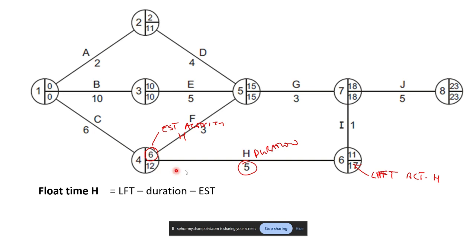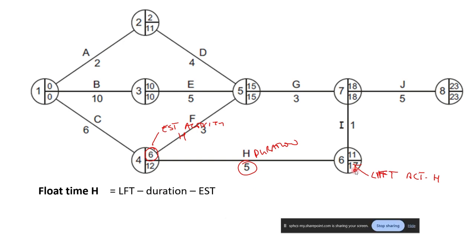All right. So how do I calculate float time? It's latest finish time minus duration minus earliest start time. So just to be clear, the latest finish time for activity G is over here in this box. So the earliest start time for G is up here. All right. So for H, earliest start time is week 6. The duration is 5 weeks. The latest finish time for activity H, I'm looking to the right at the bottom, is 17. Right, so I know that my float time for activity H is going to be 17 minus 5 minus 6.